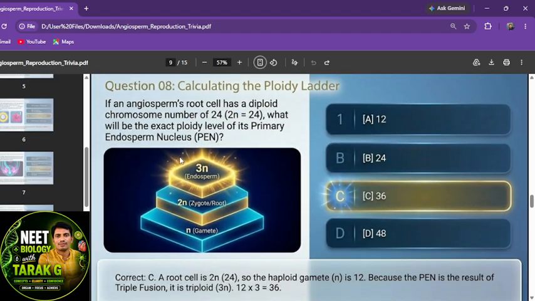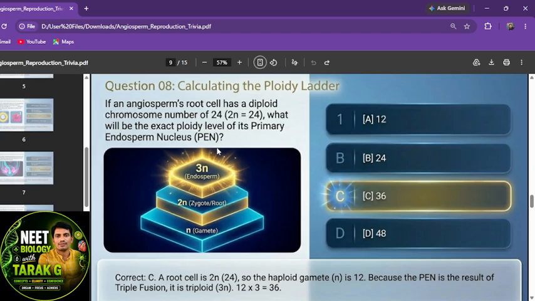Next question. If an angiosperm root cell has a diploid chromosome number of 24, meaning 2n is 24, what will be the ploidy level of its primary endosperm nucleus? They asked about the PEN. The diploid condition is also given. How many chromosomes? 24, right? The chromosome number is 24. Then they asked what the PEN condition is.